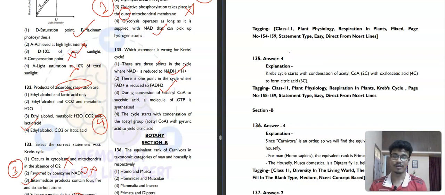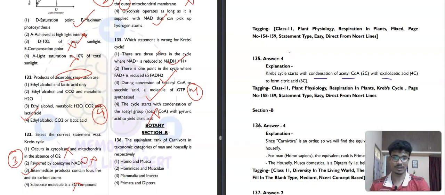During conversion of succinyl coenzyme A to succinic acid, a molecule of GTP is synthesized, correct. And the cycle starts with condensation of acetyl group with pyruvic acid to yield citric acid. So the Krebs cycle starts with condensation of acetyl CoA with oxaloacetic acid, not the pyruvic acid. Okay? This is the incorrect one, wrong.